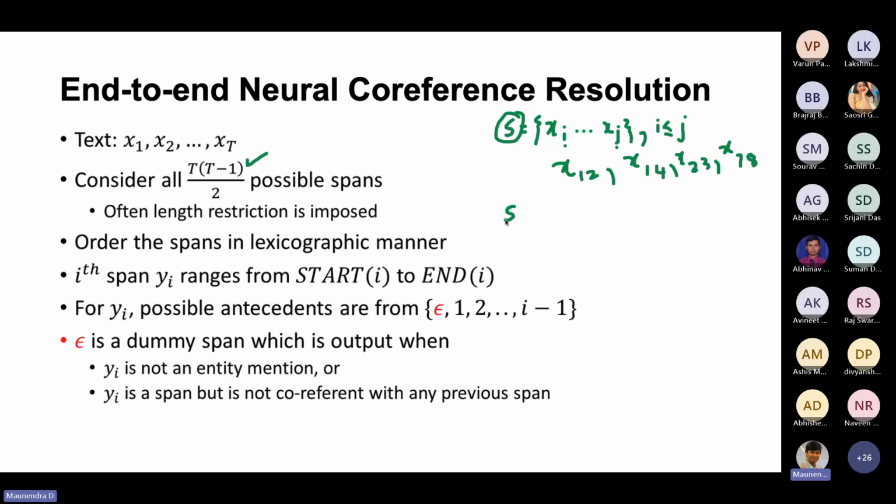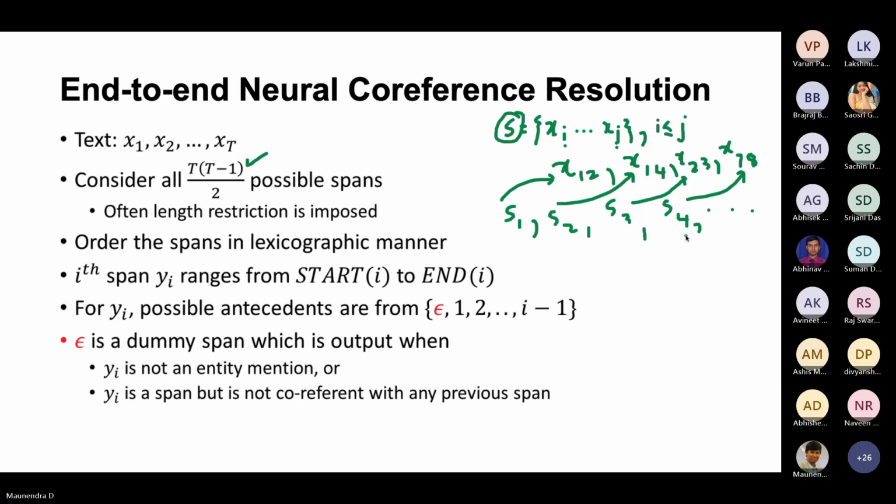So we are ordering the spans like S1, S2, S3, S4, and like that. Say S1 is this one, S2 is this one, S3 is this one, S4 is this one. So for S4, the antecedents could be from S1, S2, S3. For S3, the antecedents could be from S1, S2.